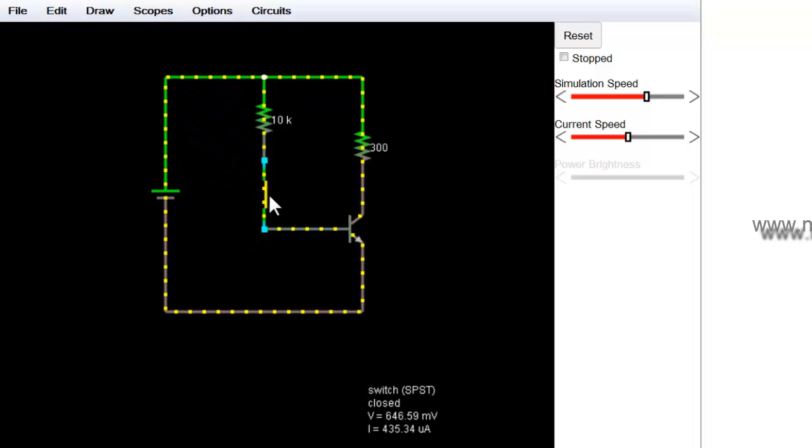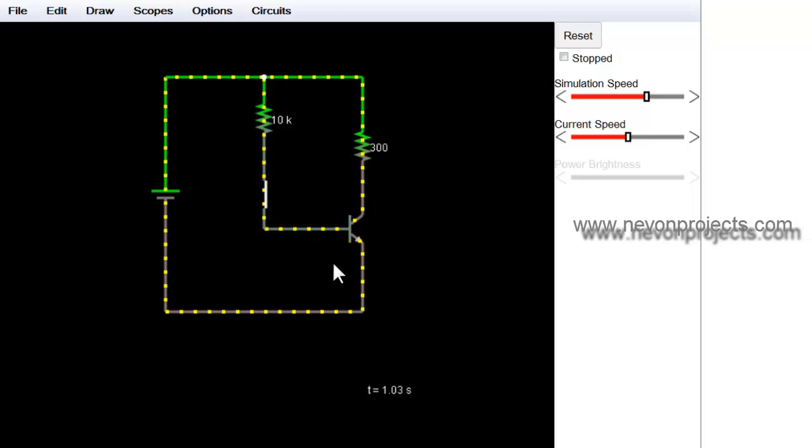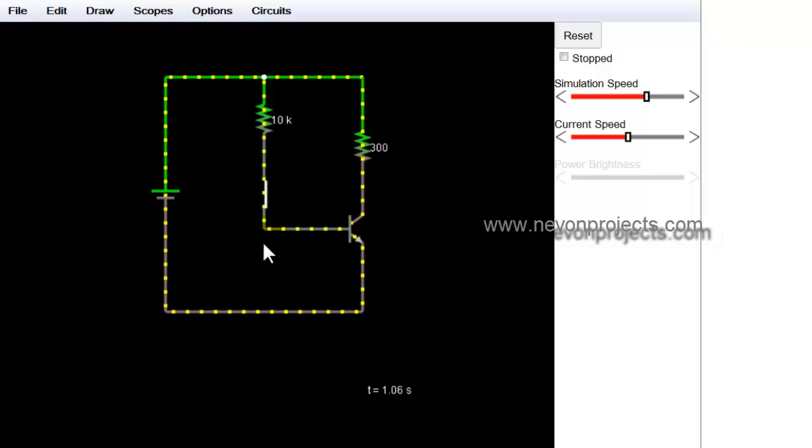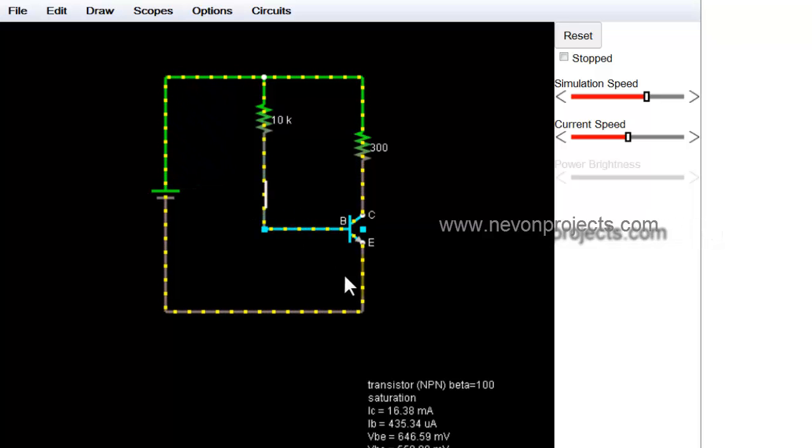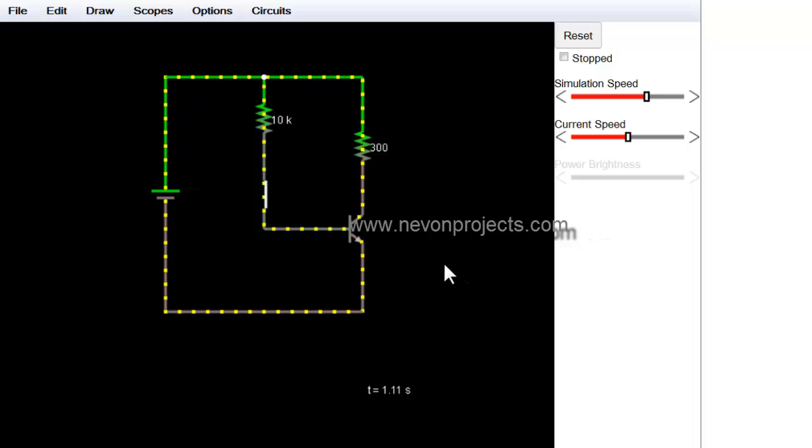Now this switch can be replaced with a digital switch, that is with the help of a microcontroller, and can be switched using some logic that is programmed in the microcontroller. So this was how a transistor works as a switch. Now let us move on to the next section.